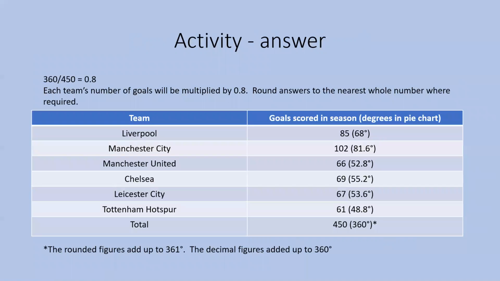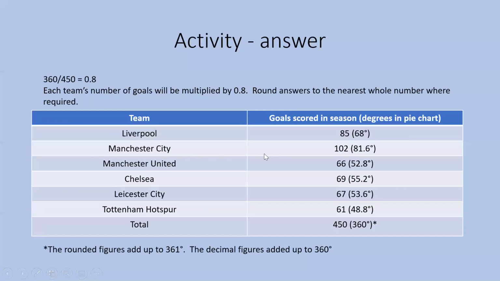So following it through, this is what we got. So we took the 360 degrees of the pie chart, divided it by the 450 goals that have been scored in total. That gave us an answer of 0.8. So each one goal would represent 0.8 degrees. And then we multiplied the number of goals each team had scored by 0.8, and it gave us the following answers. So Liverpool's 85 goals when multiplied by 0.8 would be worth 68 degrees.